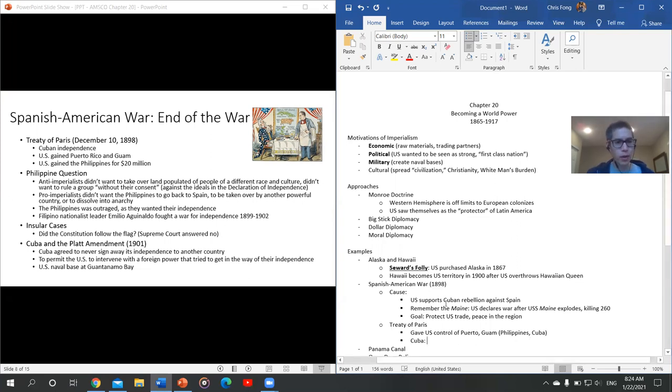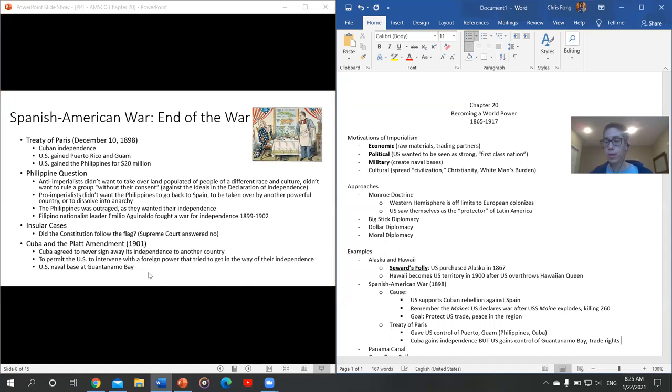So let's dig into this real quick. Cuba here, with the Platt Amendment, Cuba basically said, we are not going to belong to another country. We are going to be free and independent. And the U.S. says, okay, but only if you give us a piece of your land on the eastern shore called Guantanamo Bay. And the U.S. was going to use that as a naval base. So Cuba gains their independence. But the U.S. gained control of Guantanamo Bay, and then they also gained some trade rights in the region.